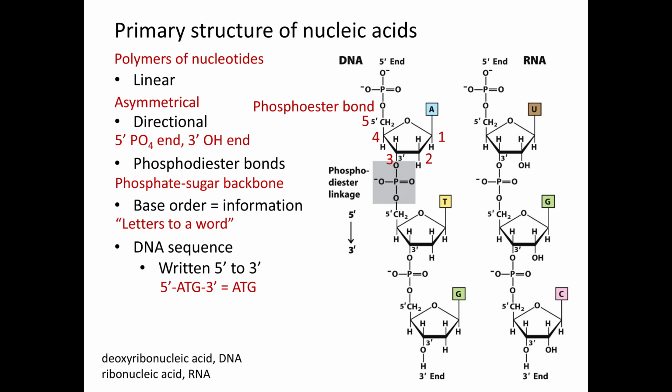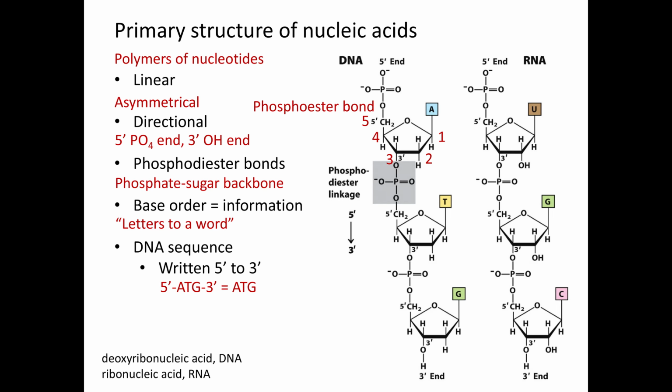The primary structure of nucleic acids refers to the linear sequence of nucleotides that make up a DNA or RNA molecule. This sequence is the most fundamental level of nucleic acid structure and is where genetic information is encoded. Each nucleic acid is composed of repeating units called nucleotides. A nucleotide consists of three components: a 5-carbon sugar, a phosphate group, and a nitrogenous base.